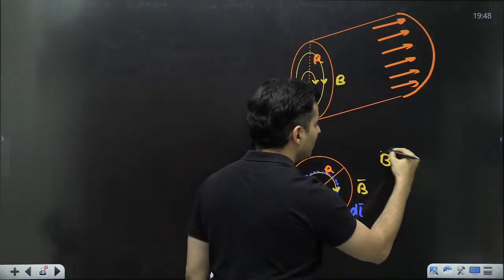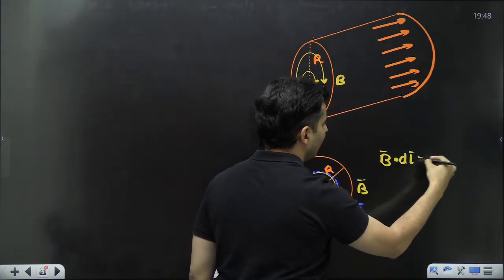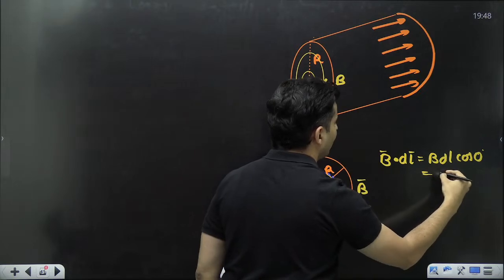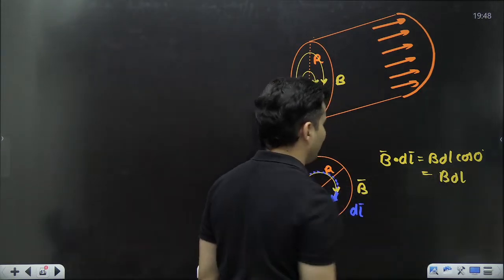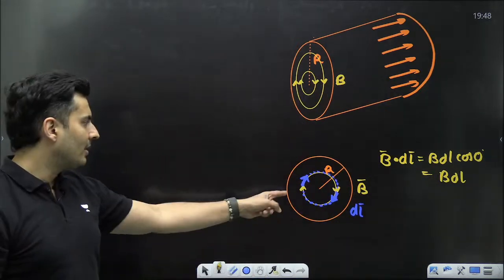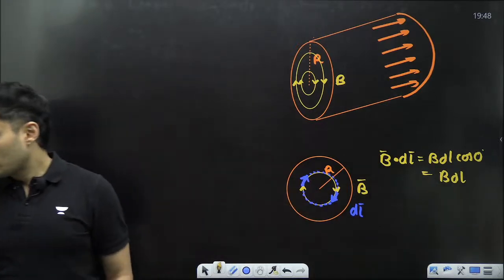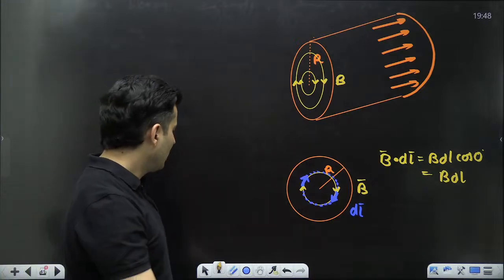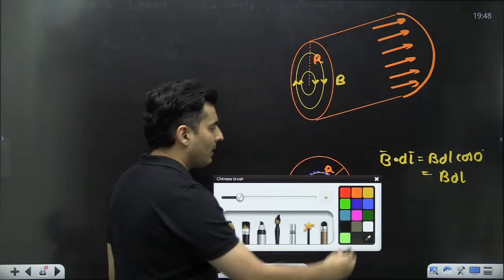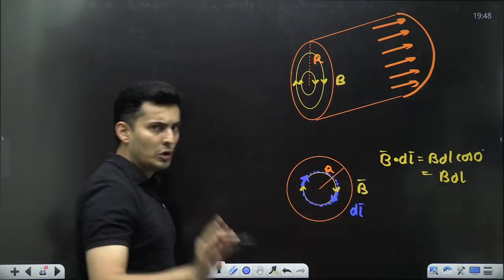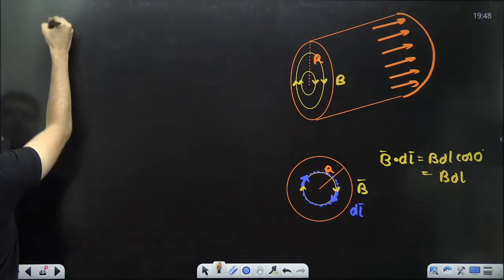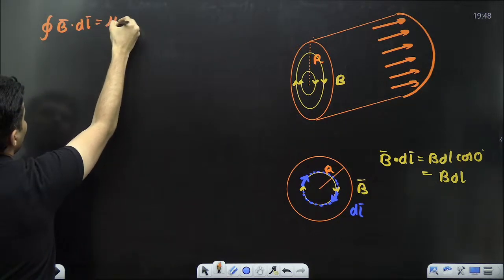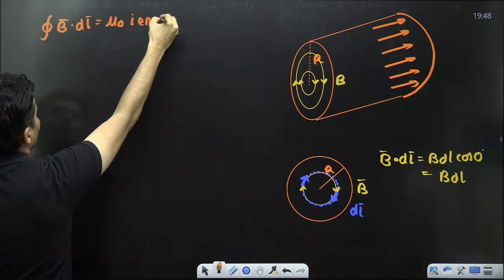So B dot DL will be B DL cos 0. So everywhere it is just B DL into 1, which is B DL, everywhere along that Amperian path. Everybody with me? Okay. Now let's apply our Ampere's loop law and see what happens. Cyclic integral B dot DL is equal to mu naught I enclosed.